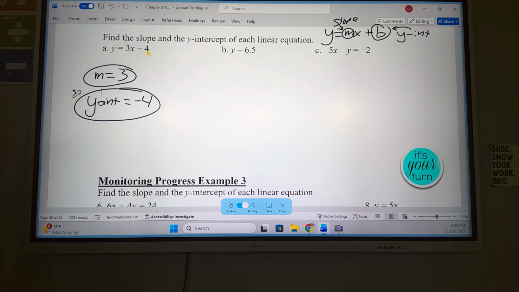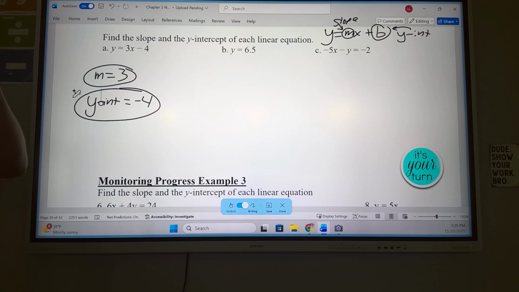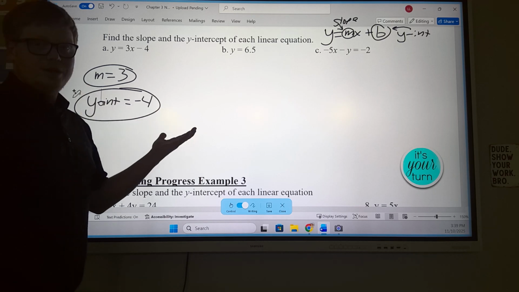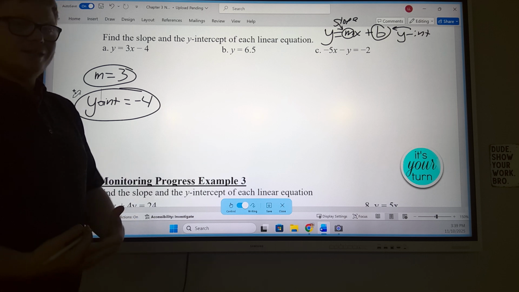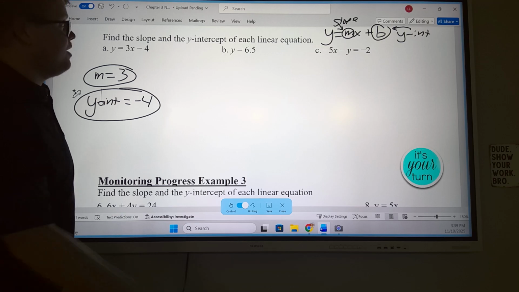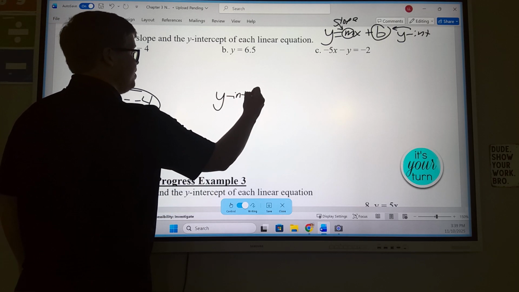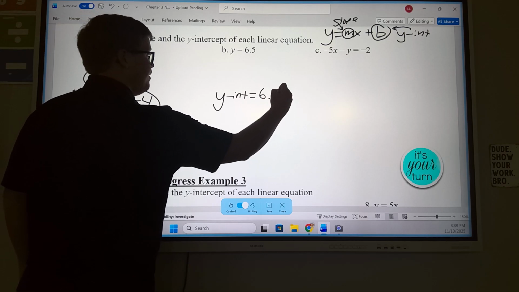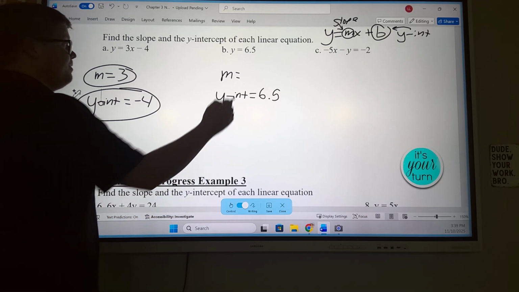Okay, we go over to B. We just have y equals 6.5. It is in slope-intercept form because the y is by itself. We just do not have an x, which tells us we don't have a slope. The only thing present is our y-intercept because there's no x. So we have a y-intercept of 6.5, and our slope, since it's not there, is going to be 0.